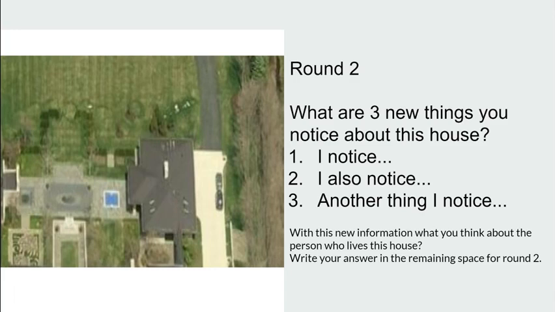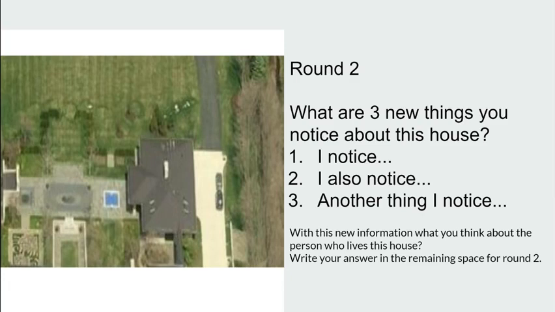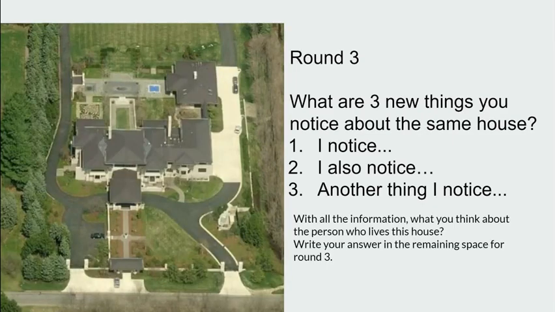All right, we're going to move on to our last round. So you are going to, again, write down 3 things you notice and answer the question at the bottom. So we zoomed out on this house a little bit more. Let's see what the whole house looks like now. Tell me, what are 3 new things that you notice about the same house? We have those same sentence starters. I notice, I also notice, another thing I notice.